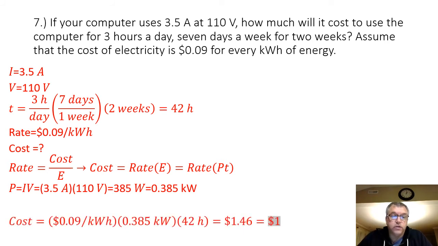And the cost is going to equal 9 cents per kilowatt hour, that's the rate, times the power, which is 0.385 kilowatts, times the amount of time that it's used, 42 hours, and I am going to get a total cost of $1.46, which I should round to one significant figure, so it should be $1.